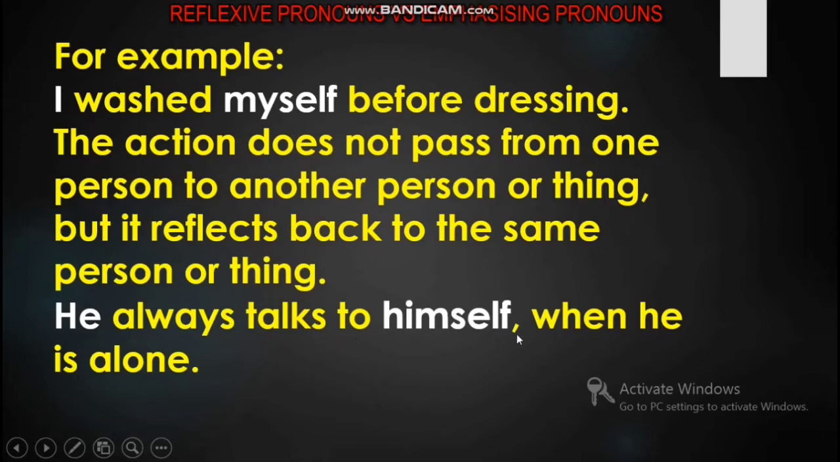He always talks to himself when he is alone. As you can see here, talks to himself. So himself here again is a reflexive pronoun, because here the action is getting reflected back to the subject, and the subject and the object are the same, referring to the same.